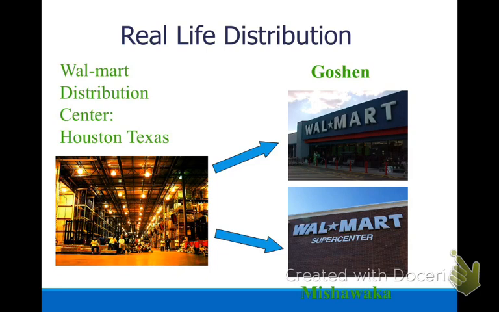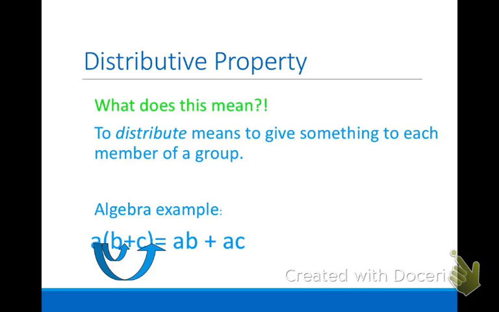They distribute or give these items to the Goshen Walmart and the Mishawaka Walmart so that they actually have things to sell there. That's exactly what our distributive property is doing. When we distribute something, that means we're giving something to each member of a group. So if we're taking a look at this algebraic example, I see I have A and then in parentheses B plus C equals AB plus AC. So we're distributing that A or multiplying that A to each term inside my parentheses.